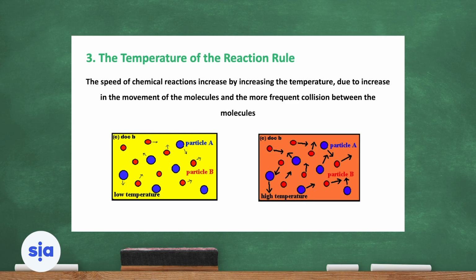We have two figures, the yellow figure and the orange figure. In the yellow figure, look at the movement of the particles, they are slow. Look at the arrows, they are moving, but slowly in the case of low temperature. But look at the orange diagram, the particles are moving very fast due to high temperature. As a result, the speed of the chemical reaction in the orange one will be more than the yellow due to the high temperature.